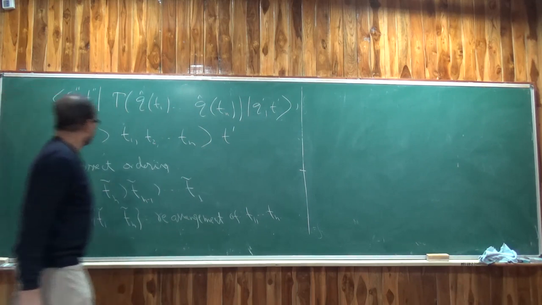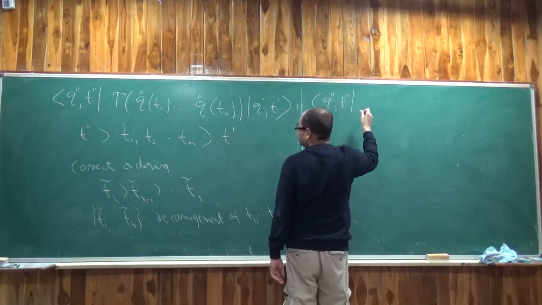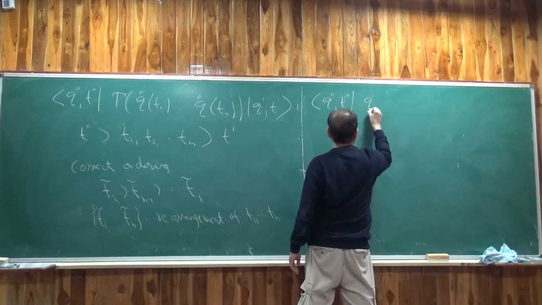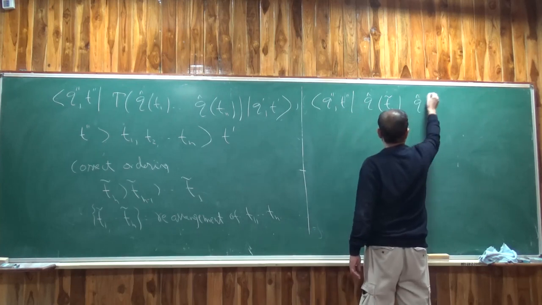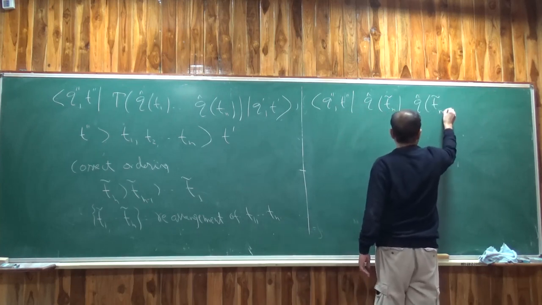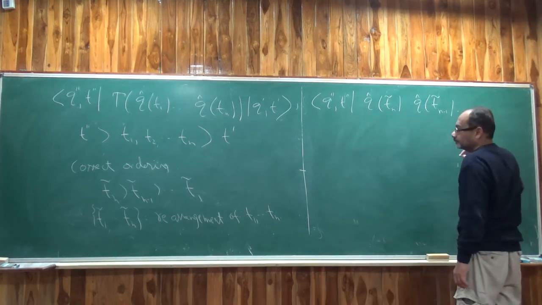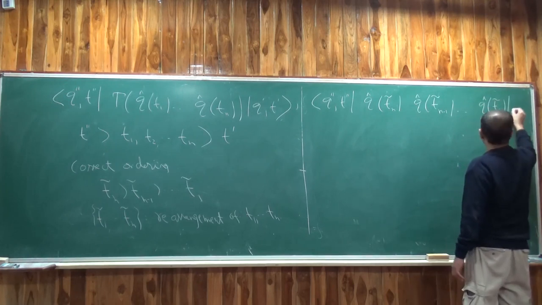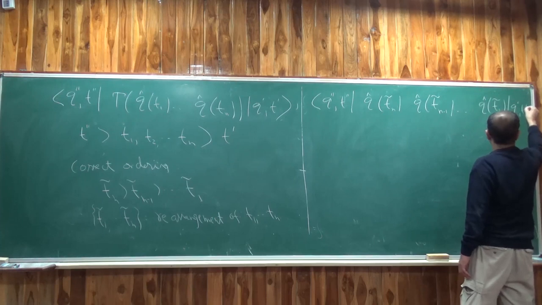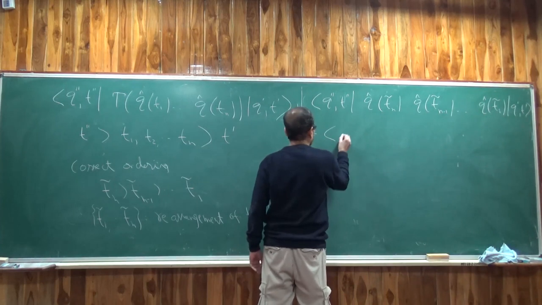Okay. So then this is given by q double prime, now I'll not write time ordering anymore, Q hat t tilde n, Q hat t tilde n minus 1. So I can write this down in the Hamiltonian formulation.